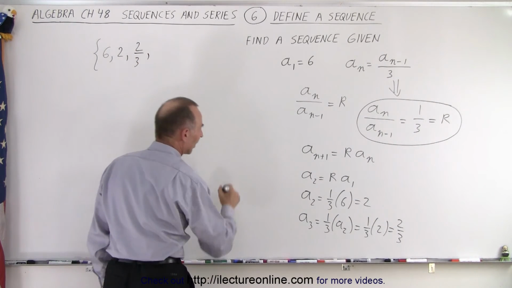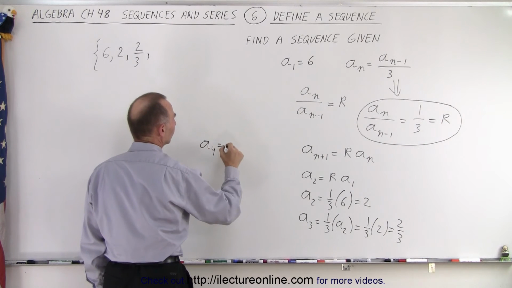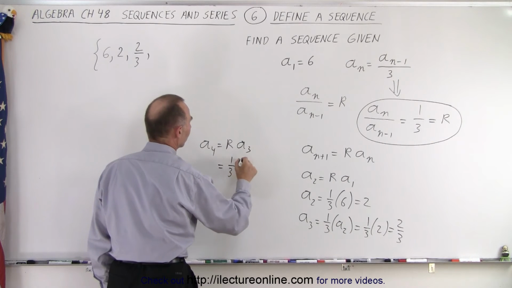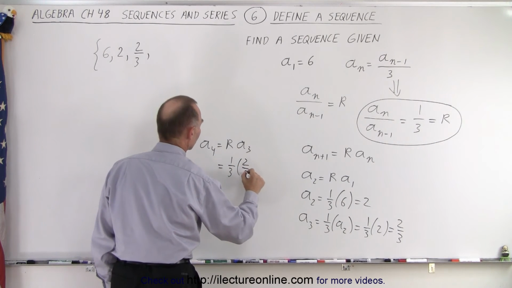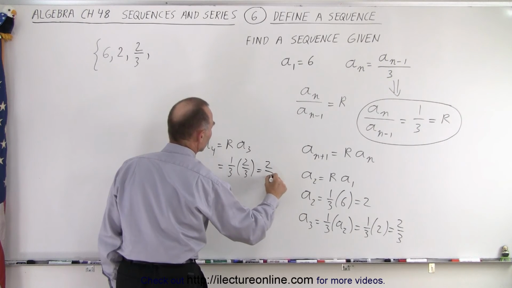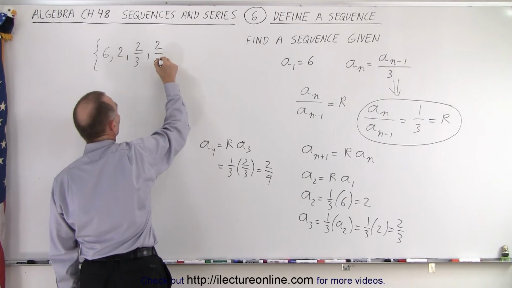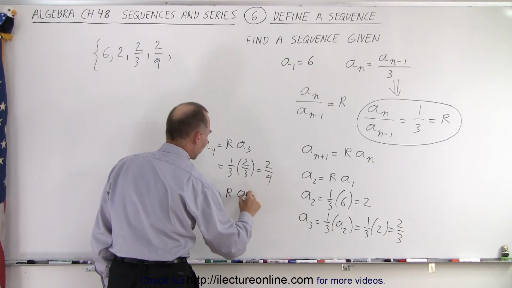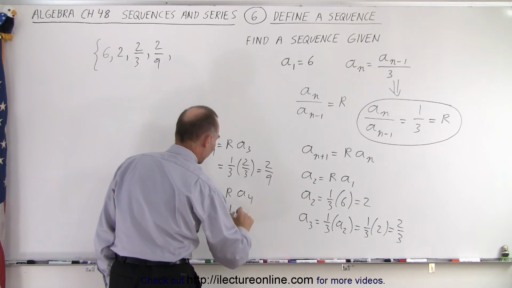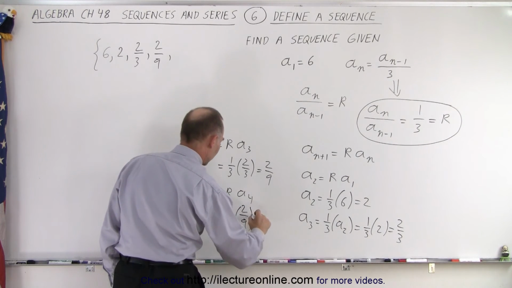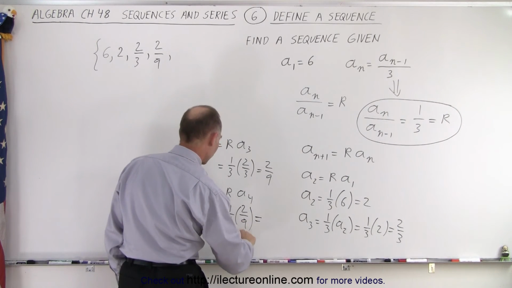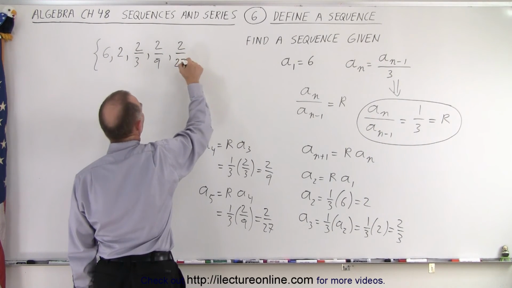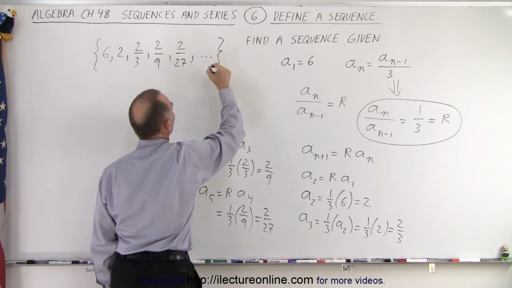And then again, we can find a sub 4, which is equal to the common ratio times a sub 3. So in this case, that's 1/3 times a sub 3, which is 2/3, and that's going to be 2/9. And that's going to be the next term. And let's do one more. A sub 5 is equal to the common ratio times a sub 4, which is 1/3 times 2/9. And notice that's going to be equal to 2 divided by 27. And that's how the sequence simply will continue.